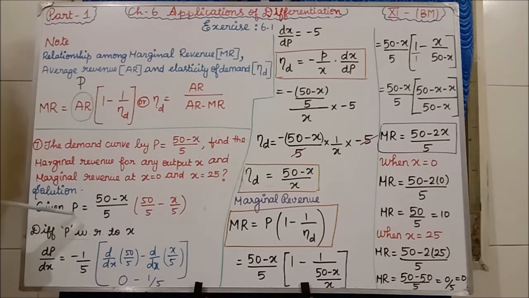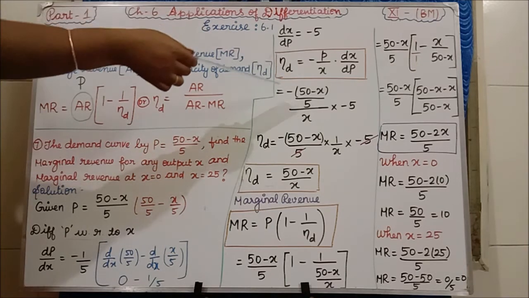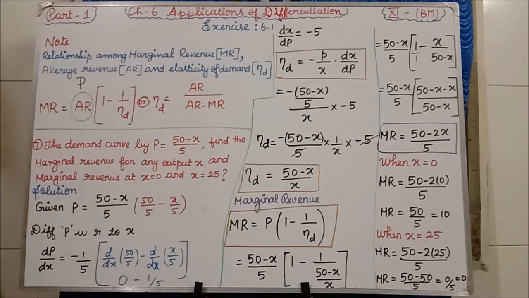Clear? Now price P equal to 50 minus x divided by 5. Okay, you all know eta d, for eta d we have another formula. Elasticity of demand, we have another formula. What is the elasticity of demand formula? Minus P by x into dx by dp. Isn't it?